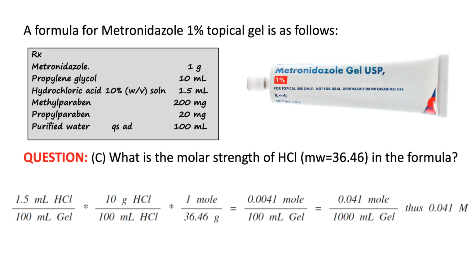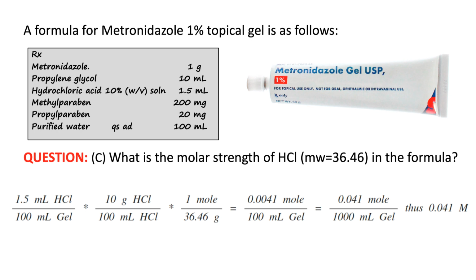1 mole of anything is equal to its formula weight in grams. That's by definition. Okay, a mole is equal to the formula weight in grams. So we can now multiply this by the fact that we could say we have 1 mole on top over the formula weight of hydrochloric acid in grams, and we were given that as 36.46.